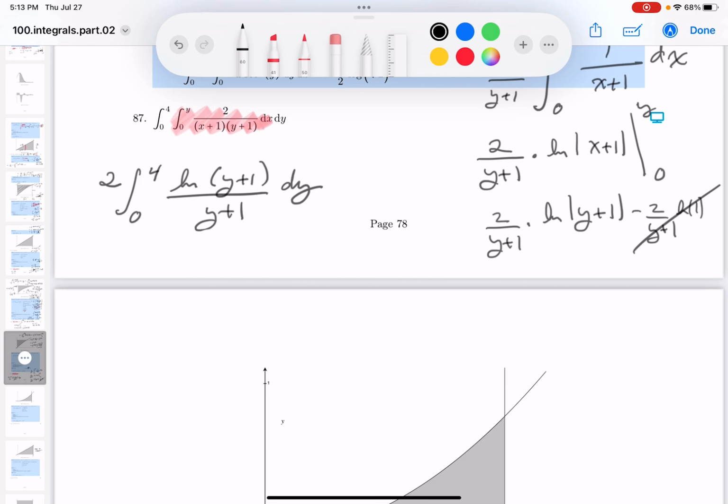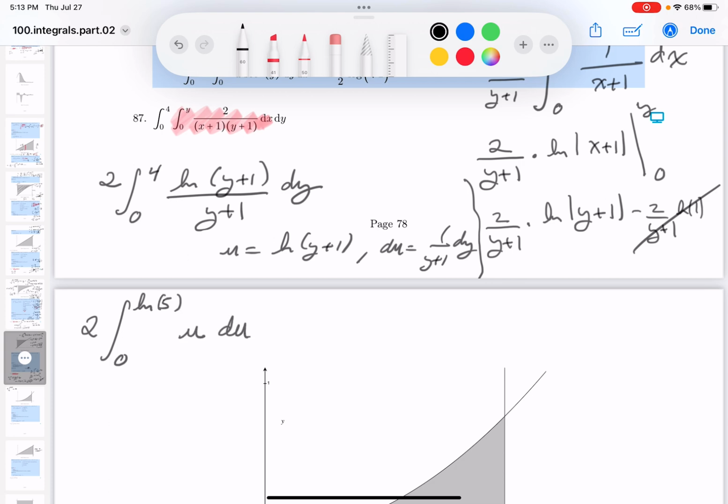Let's try u equals the natural log of y plus 1. du would be 1 over y plus 1 dy. That works much better. Let's try that. What do you get? 2. Well, if y is 0, the lower limit would be the natural log of 1, which is 0. And the upper limit would be the natural log of 5. Let's see, you get u du. Relatively simple. What do you get?